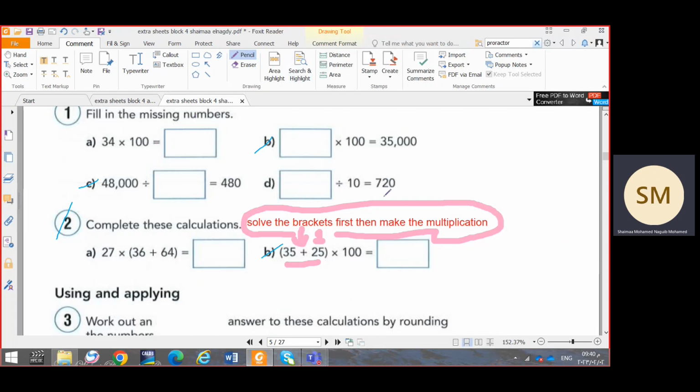Okay, fill in the missing numbers. This is 100. How many multiplied by 100 equals 300, 3,000, 35,000? Okay. So you will say to yourself 100. This is the missing part and supposed to be the biggest part. Okay, not the biggest part. The biggest part, sorry, it will be here as the product.